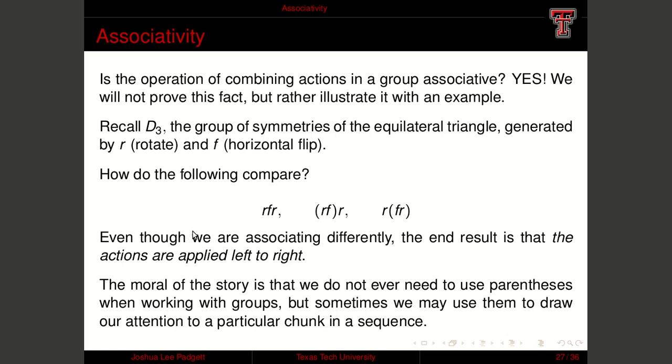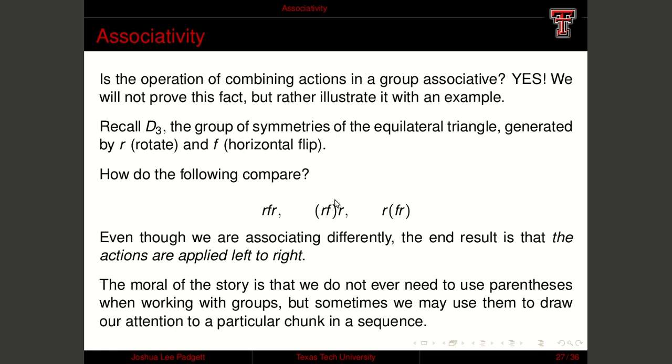So then the question becomes, what about combining actions in a group? Is that associative? Yes, it is. Now, this is something we won't prove, and I'll give you an example. What you should take from this is that a key feature of a group is that the combining of actions will always be associative, and this is something that we'll talk about with the actual rigorous definition. So go back to D3, the symmetries of the triangle, and then we ask ourselves whether I can just perform these in any order or whether these different orders matter.